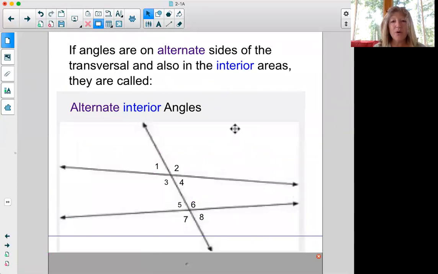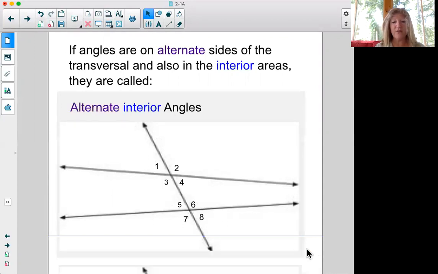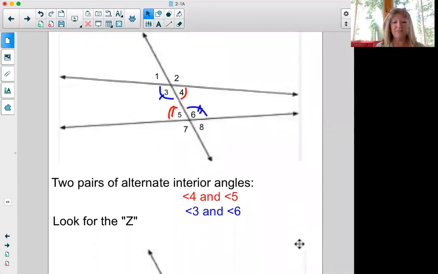This space is important because that is one of the indicators of how we can figure out these special angle pairs that we're going to be talking about in this unit. One special angle pair is called the alternate interior angles. Interior, in between the two lines. Alternate means on alternating sides of the transversal. So 3 and 6 are one pair of alternate interior angles, and 4 and 5 are the other pair.